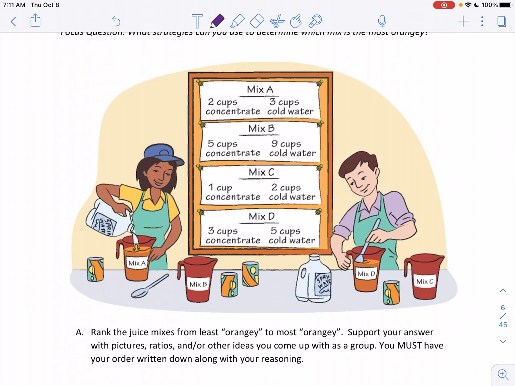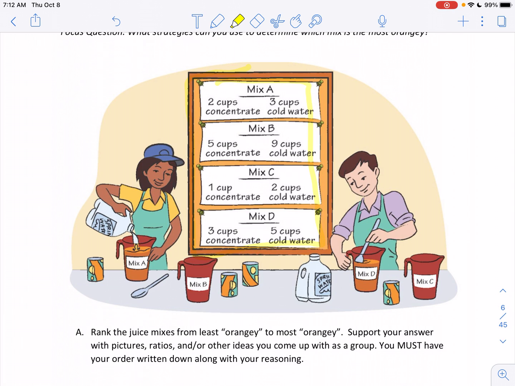Okay, so here we see 4 recipes of ways to make orange juice. So mix A is 2 cups of concentrate to 3 cups of cold water. Mix B is 5 cups of concentrate to 9 cups of cold water. Mix C is 1 cup of concentrate to 2 cups of cold water, and mix D is 3 cups concentrate to 5 cups cold water. And so our task today is to rank the juice mixes from least orangey to most orangey.